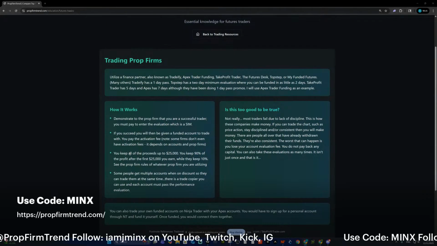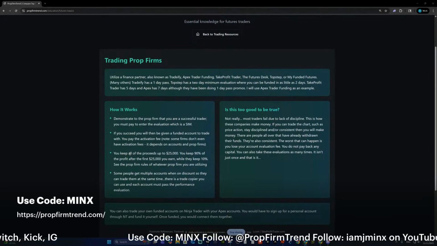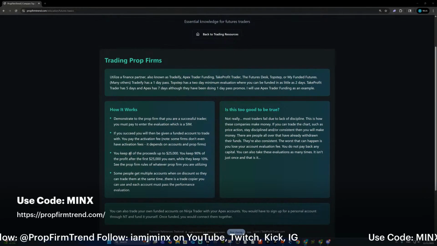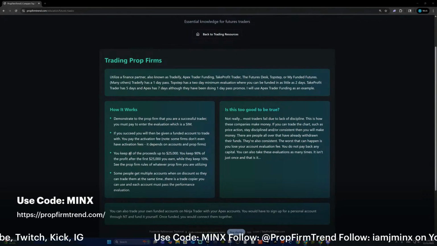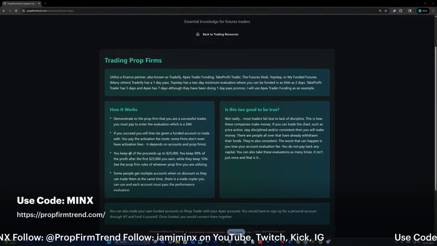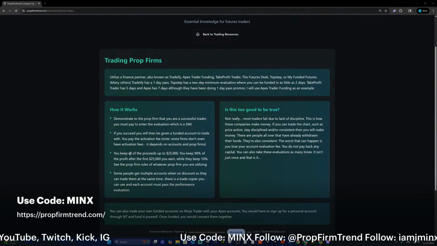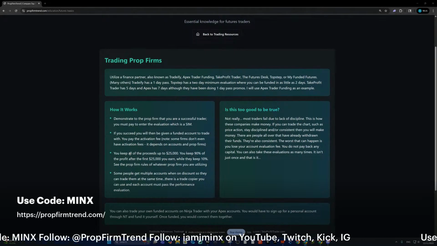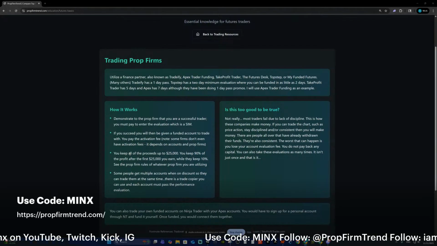So now, is this too good to be true? Not really. Most traders fail due to lack of discipline, and this is how these companies make money. I know hundreds of different people that have pulled money out from prop firms, but at the same time, they are consistent and they are disciplined. If you can trade the chart, if you're charting SPY, if you're charting QQQ, it's pretty much the same thing. ES is the S&P 500, or NASDAQ, QQQ, NQ.